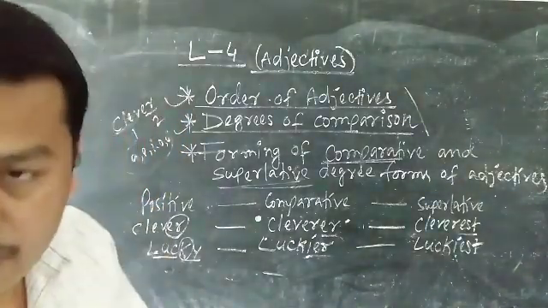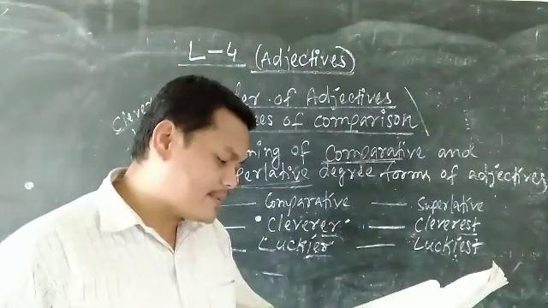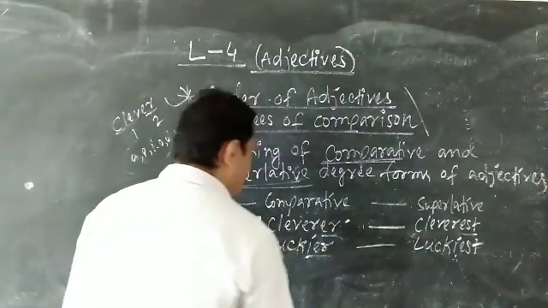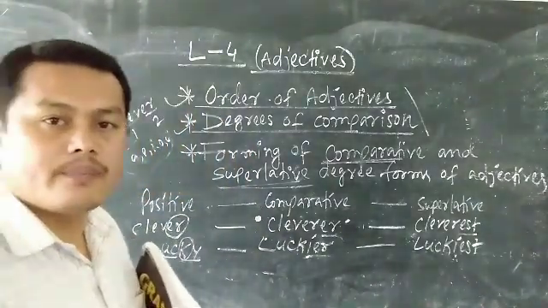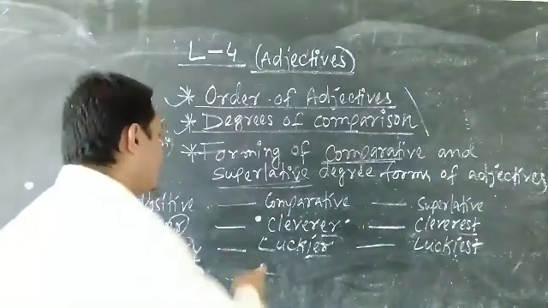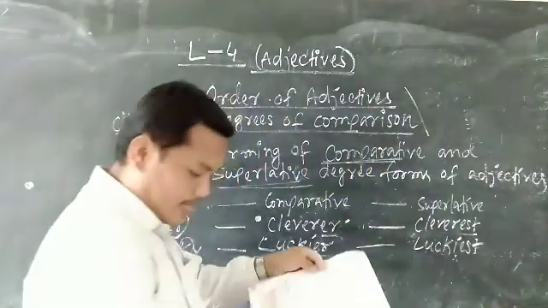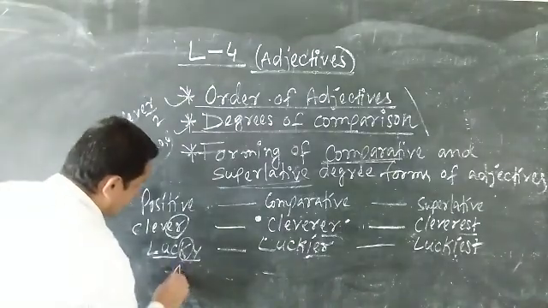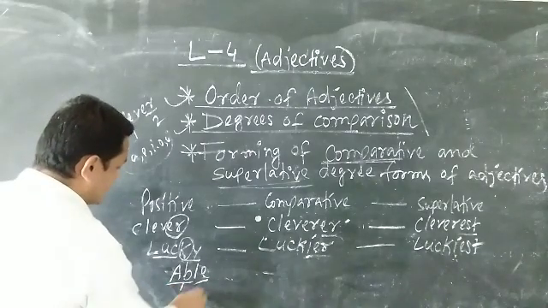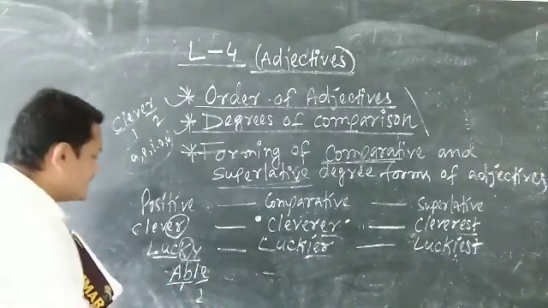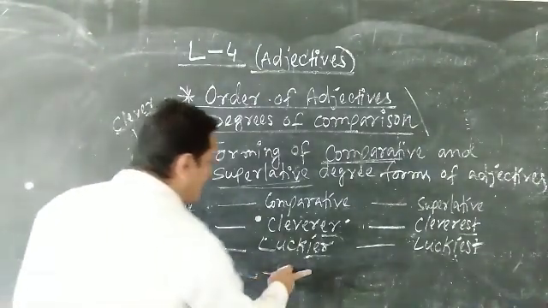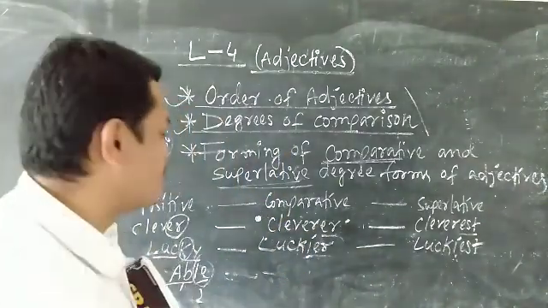And another rule that is given in the book is two-syllable adjectives ending in LE. This one is also very important. Words with two syllables, but the ending two letters must be LE. Then we have to add ER in the comparative and EST in the superlative degree. For example, able, A-B-L-E. Two syllables are there. The last two letters are LE. LE is already there, so in this case, we have to add R in the comparative and ST in the superlative degree.